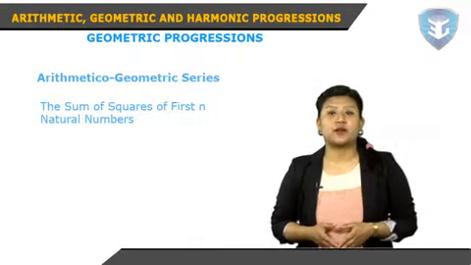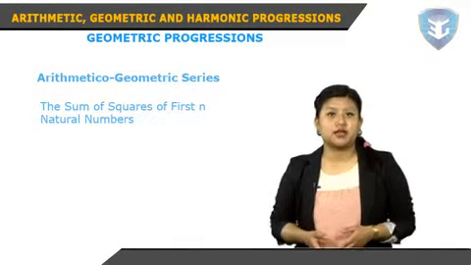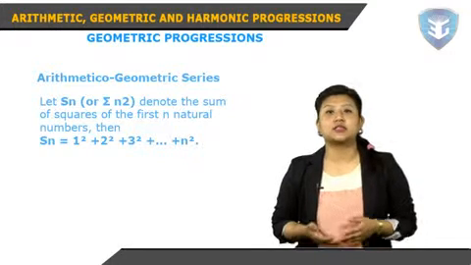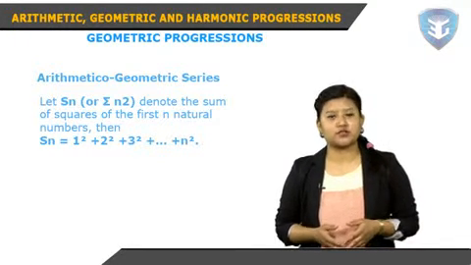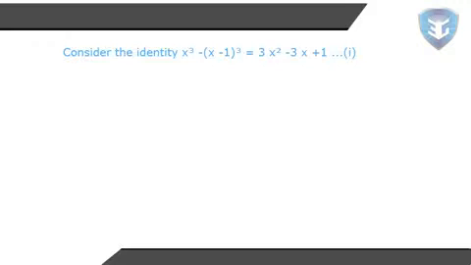The sum of squares of first n natural numbers. Let Sn or sigma n square denote the sum of squares of the first n natural numbers.